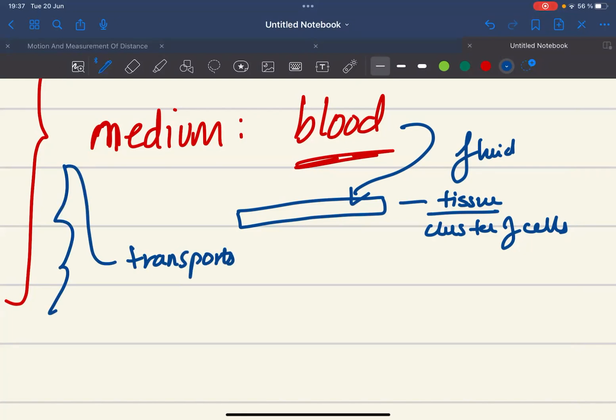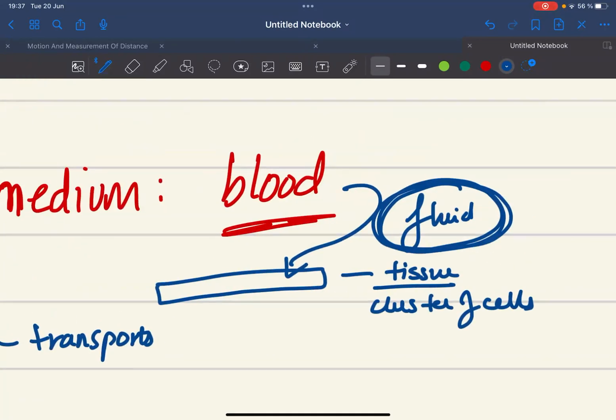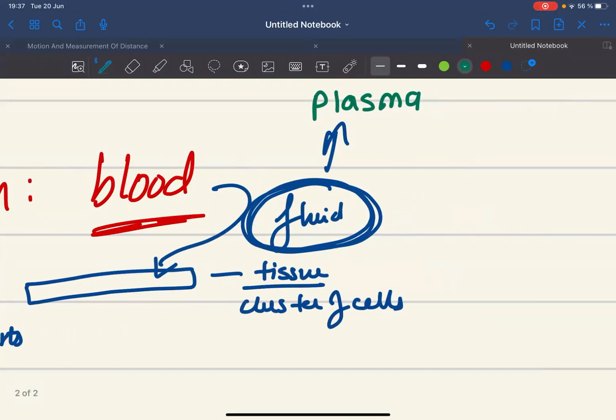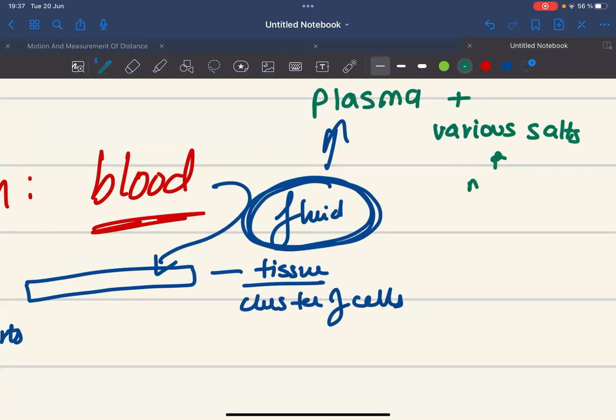Okay, so the fluid part of blood, the part that actually makes it fluidy, is called plasma. Okay, and you can see the blood that comes out of your body, it's not very watery, it's a bit thick. So that liquid consistency is because of plasma present in it, and it also has various salts and nutrients dissolved in the blood.